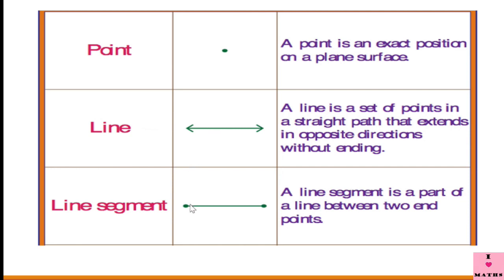This is a line segment. It has two end points. This is one end point and this is another end point. It is also a collection of many points. This line segment is a part of this line. We make many figures using the line segment.